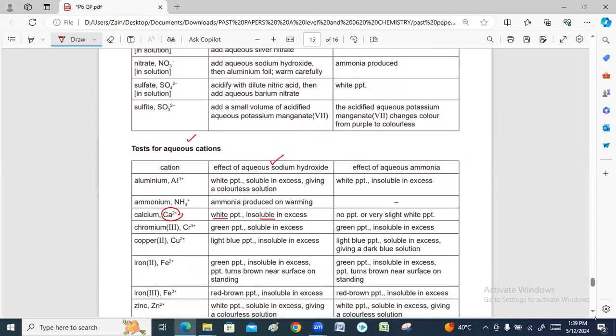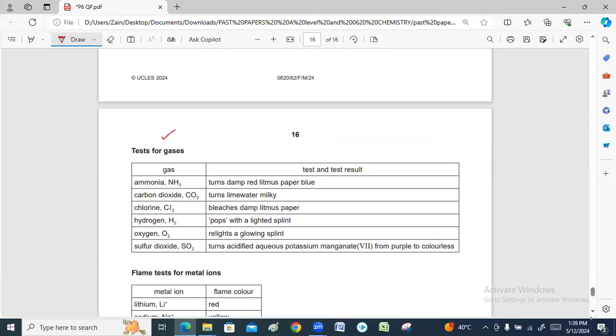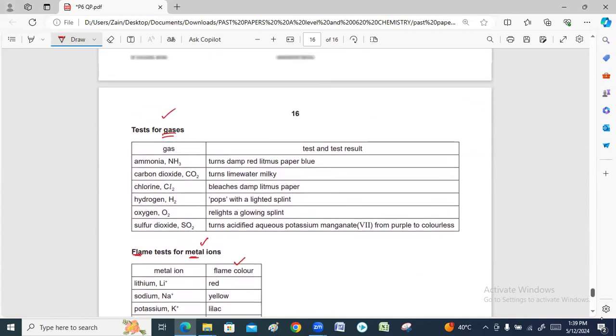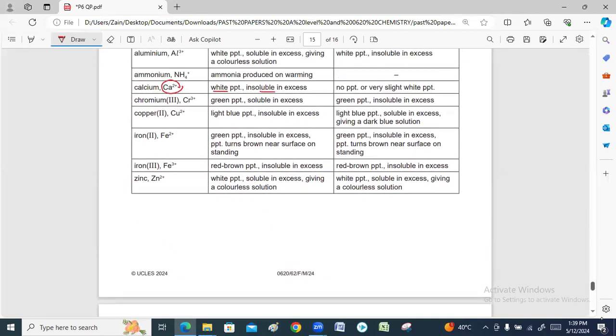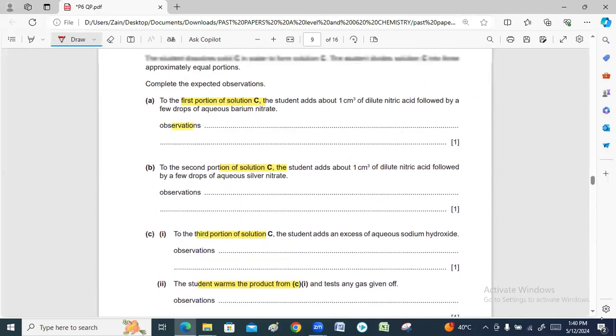So these are the aqueous cations. They can be tested either by using aqueous sodium hydroxide or aqueous ammonia. Then you have another piece of information, the test for gases as well. So these are the gases. Then tests for some metal ions, like the flame test for lithium, sodium, potassium, calcium, barium, and copper. So these are the flame colors. You can use these qualitative analysis notes for the reagents, observations, and explanations for cations, anions, gases, and the flame test.